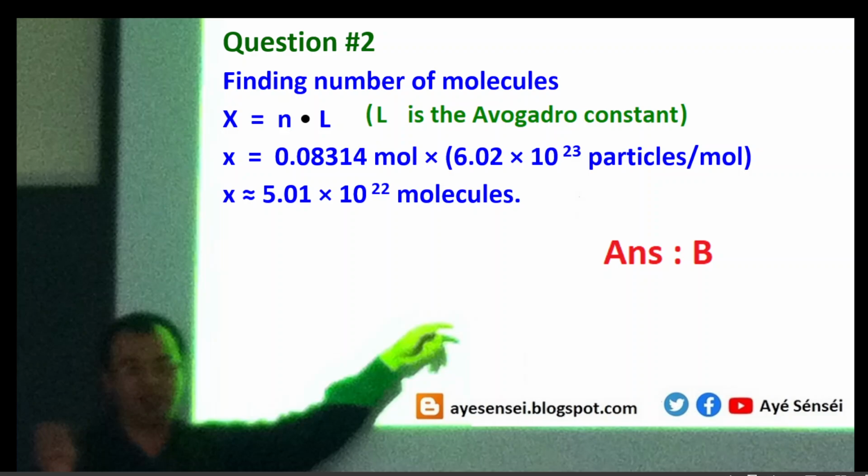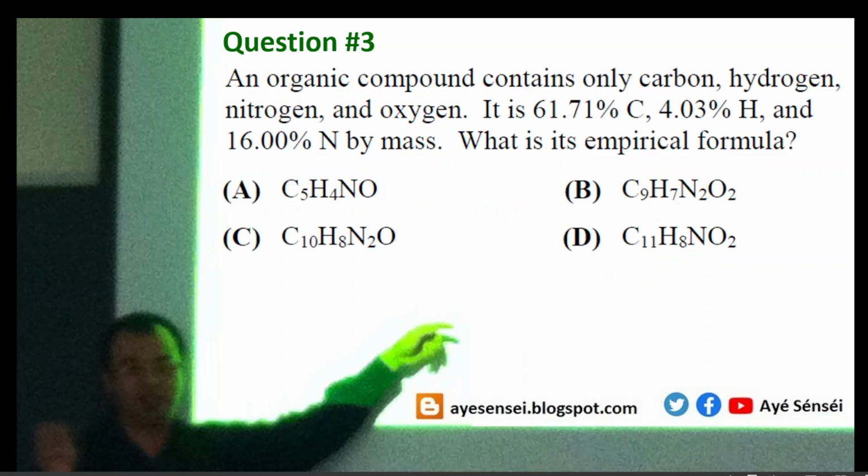I hope my explanation is clear enough. So we can continue to question 3. An organic compound contains only carbon, hydrogen, nitrogen, and oxygen. It is 61.7% carbon, 4% hydrogen, 16% nitrogen by mass. So the percentages here are percent mass. And then the question is, what is its empirical formula?